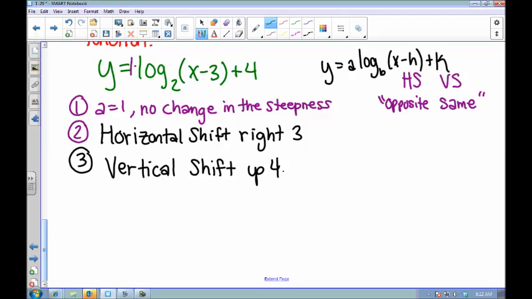Now, I just want to make you aware of another vocabulary word. We usually say shift here, but you could also call it translate. Translate means that you're not changing the shape, you're just sliding it over left and right or up and down. That's shifting. We could also say it translates right 3 or it translates up 4. So just be aware, you could see this word called translate, even though we say shift.